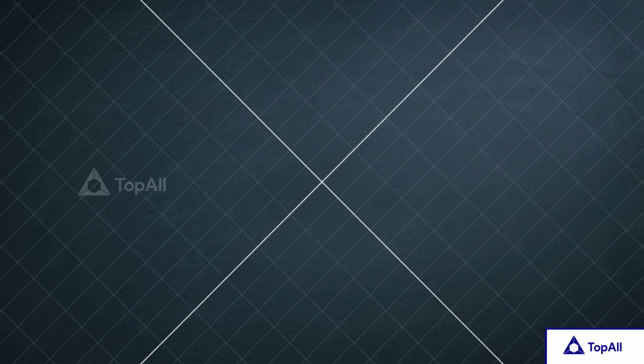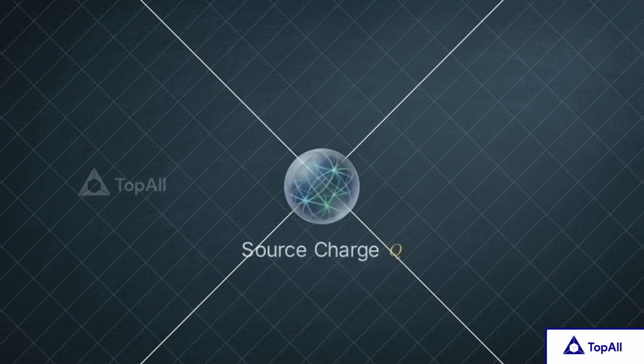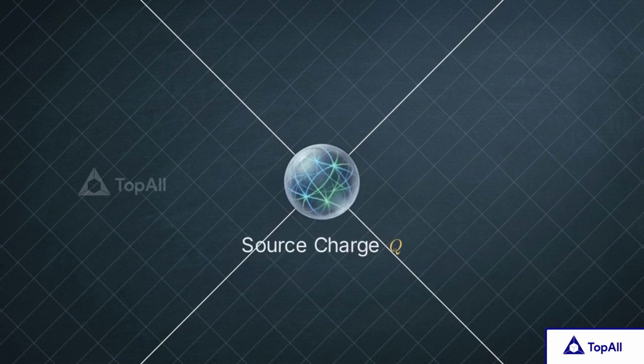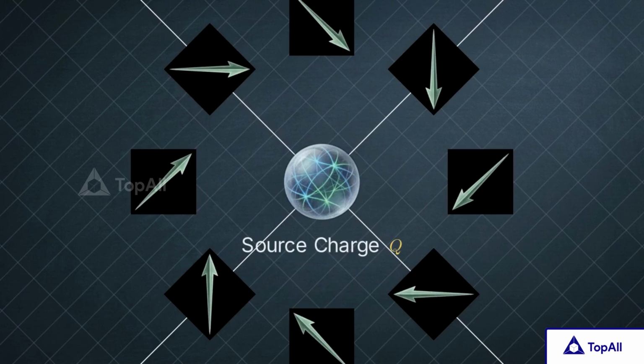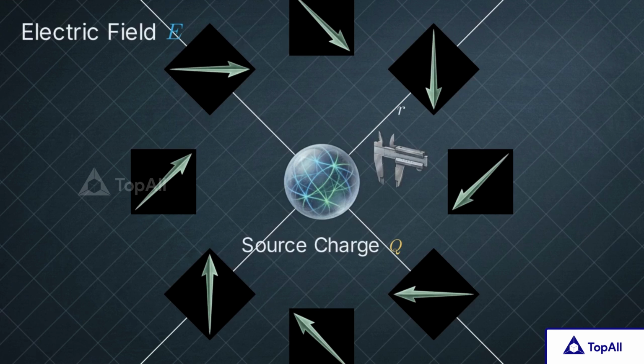To understand how motion creates magnetism, we have to start with the baseline interaction, electrostatics. This follows a strict two-stage process. First, a stationary source charge Q alters the geometry of the space around it, projecting vectors outward in straight lines. This spatial alteration is the electric field, or E. The magnitude of this field depends on the distance r from our source charge.